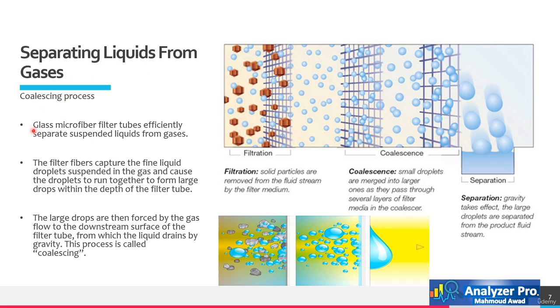The filter is designed to perform two functions. The first one is the filtration, where solid particulates are removed from the fluid stream by the filter. The second function is the liquid droplet separation. Glass microfiber filter tubes efficiently separate suspended liquids from gases. The filter fibers capture the fine liquid droplets suspended in the gas and cause the droplets to run together to form large drops within the depth of the filter tube. The large drops are then forced by the gas flow to the downstream surface of the filter tube, from which the liquid drains by gravity. This process is called coalescing.